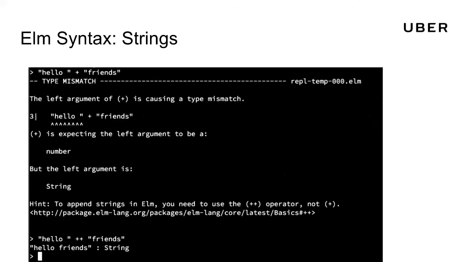Okay, let's try and concatenate two strings. We messed that up too. So if we read through all of this, we see at the end here that there's a hint, and it says, to append strings in Elm, you need to use ++, not plus. So if we do that, we get hello friends.